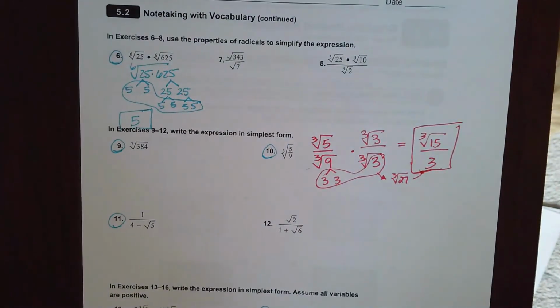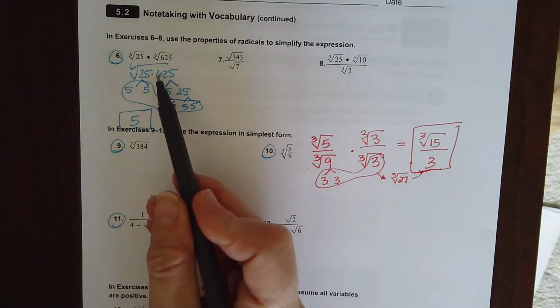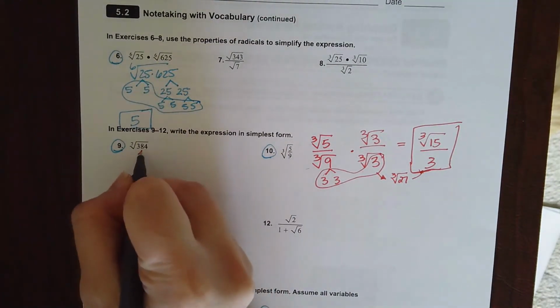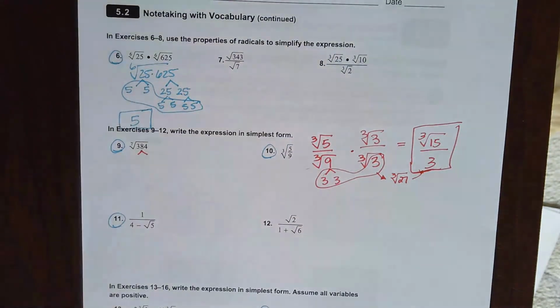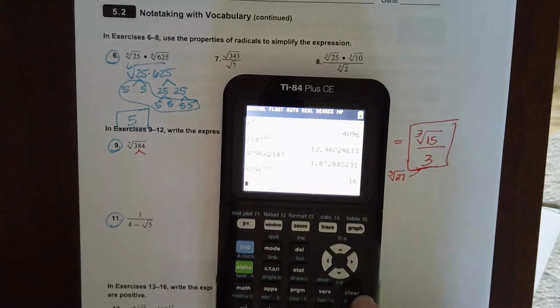All right, let's try number 9. I skipped this one for some reason, but let's go back. This is one where, kind of like the one we did up here, we're going to reduce it, but we're looking for 7 of the same number. So let's think of a number that goes with 384.